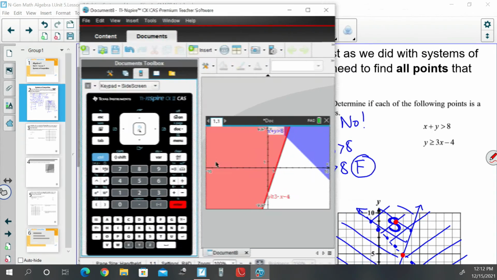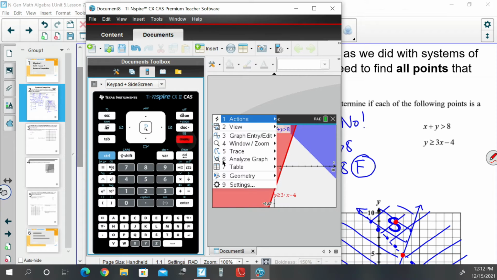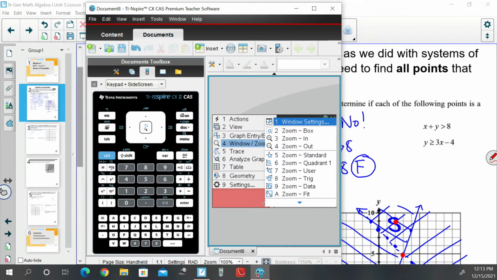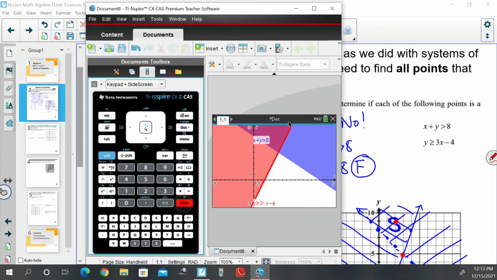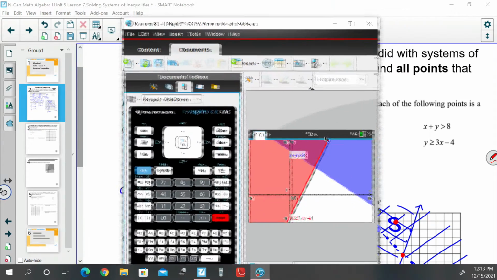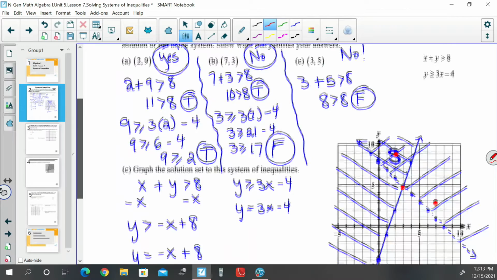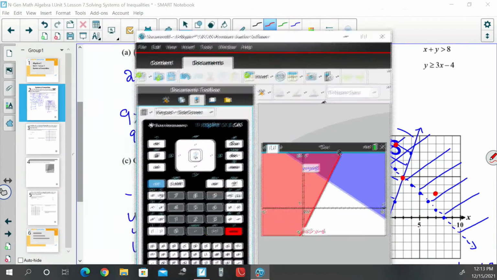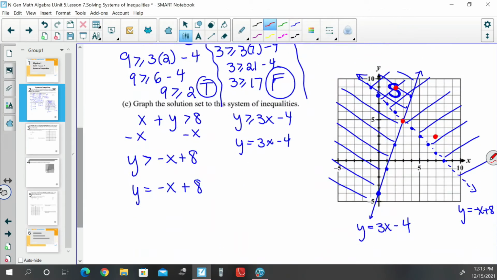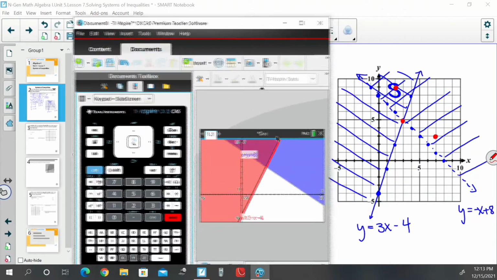All right, now I'm going to even make the window so it looks as much like my graph as possible. My window was -5 to 10 and -5 to 10. And now let's compare the two. Bring it back out a little more. There we go. That's a little bit better.